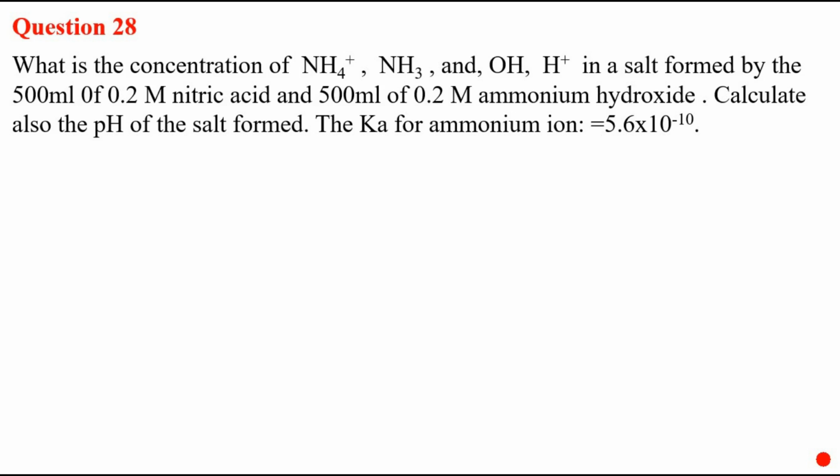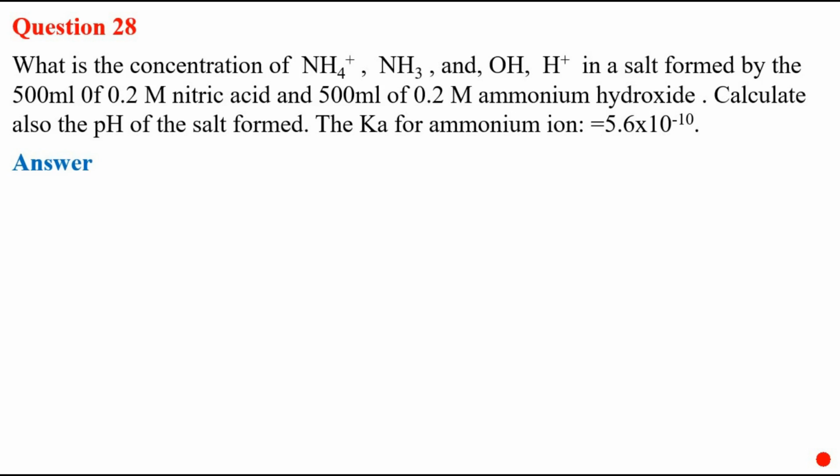Here we don't have the concentration of the salt which is formed. What we know is that they have taken the nitric acid, which is an acid, and reacted it with ammonium hydroxide, which is a base, and then they form a salt. They are asking what will be the concentration of the ammonium, ammonia, hydroxide, and H plus, and also what will be the pH of the salt which is formed. What we need to do is just to know the concentration of the salt which is formed.